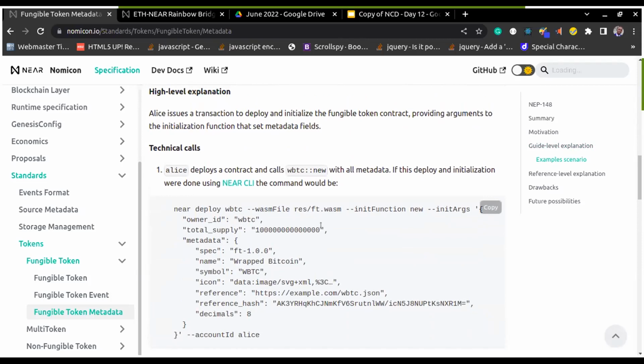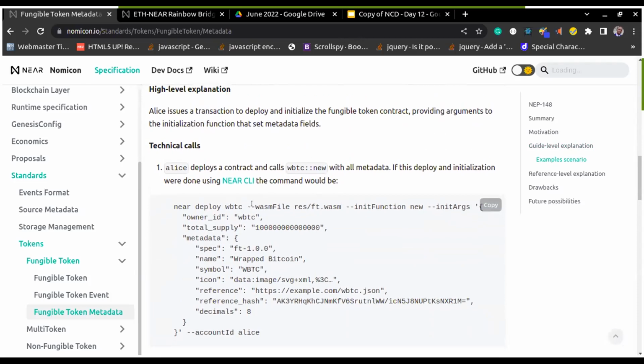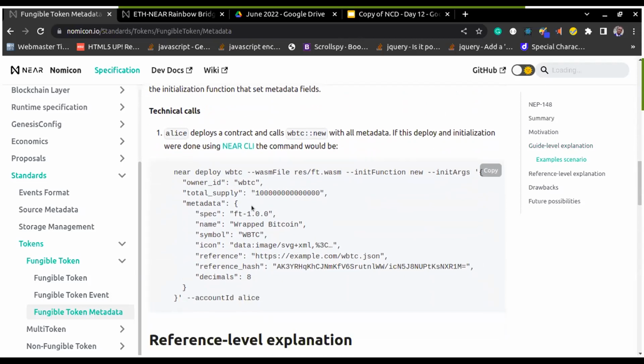And the high-level explanation states that Alice issues a transaction to deploy and initialize the fungible token smart contract, providing arguments to the initialization function that set the metadata field. Now we're just going to have a look at what a metadata looks like. So Alice deploys a contract and calls this function, the new function, that is basically to initialize the smart contract with all metadata. If this deploy and initialization were done using near CLI, then the command would be as follows.